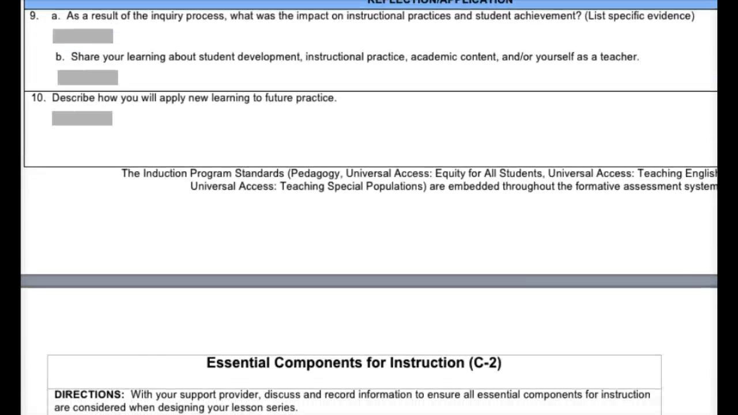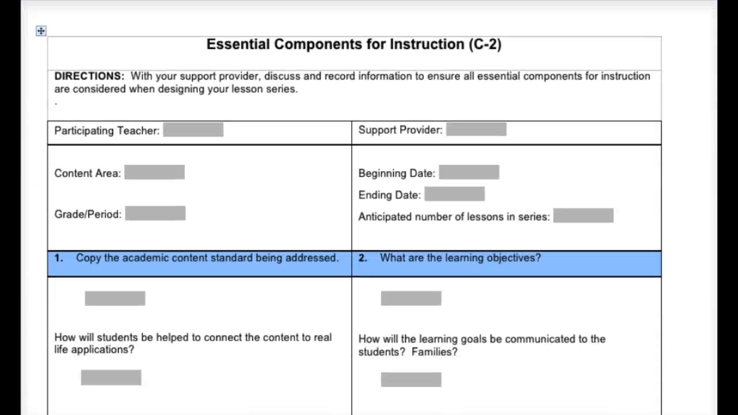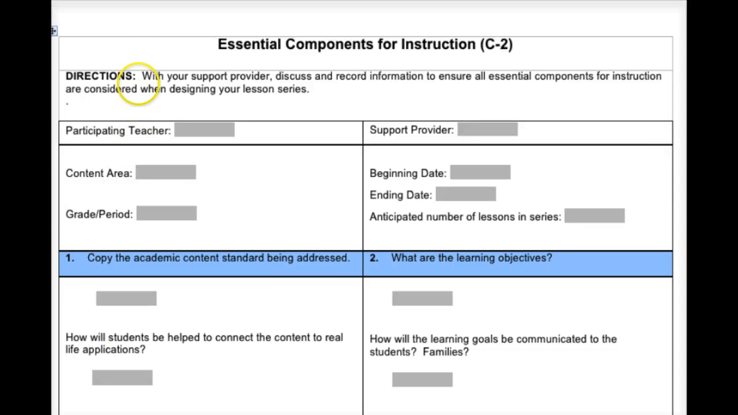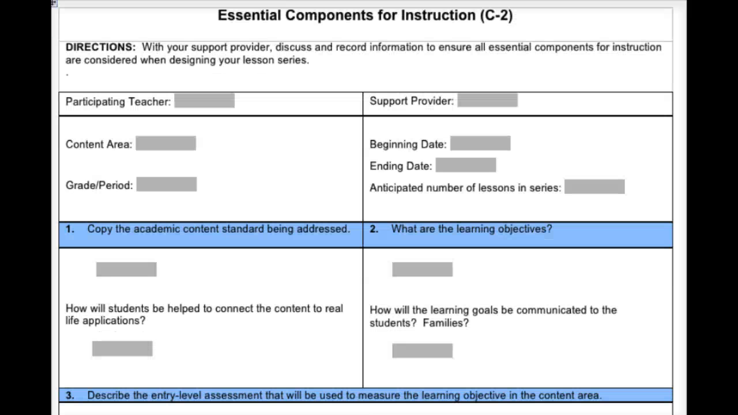We're going to move to C2, Essential Components for Instruction. If we take a look at these directions right here, it can help us a great deal. With your support provider, discuss and record information to assure all essential components for instruction are considered when designing your lesson series. This is the critical piece to Essential Components for Instruction. This is the complete design of your inquiry. Constructing this before you start will allow you to have much greater success as your inquiry unfolds.